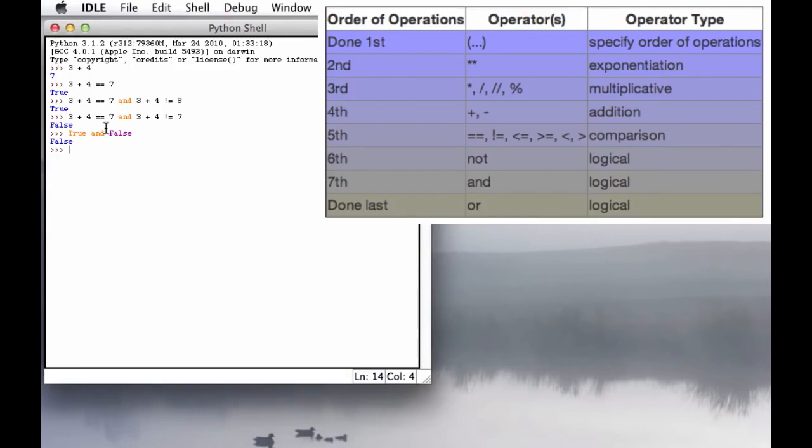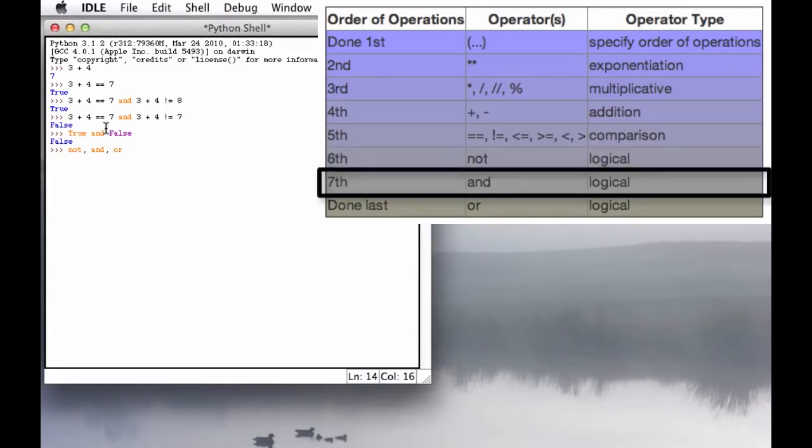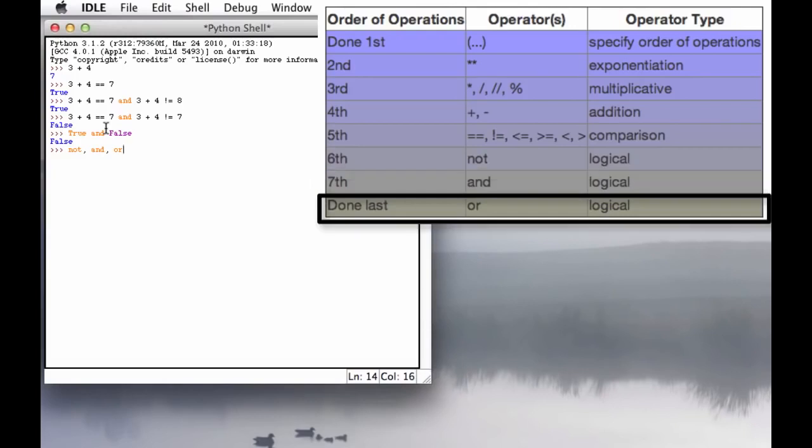So not only do we have to consider that arithmetic operations come first, comparison operators second, and logical operators third, but logical operators actually have a precedence as well. So we said that we have not, and, and or as logical operators. This is the order that they actually occur. We do the not operation first, we do the and operation second, and then we do the or operations last.